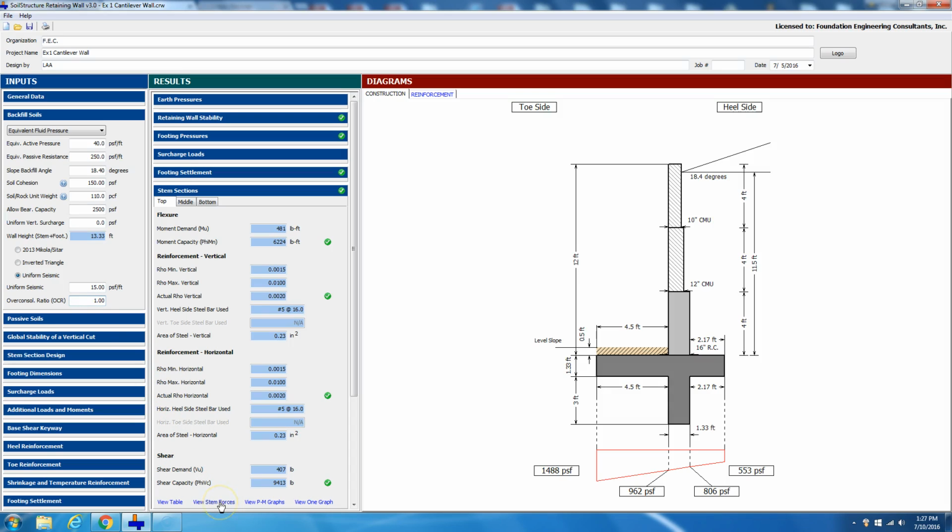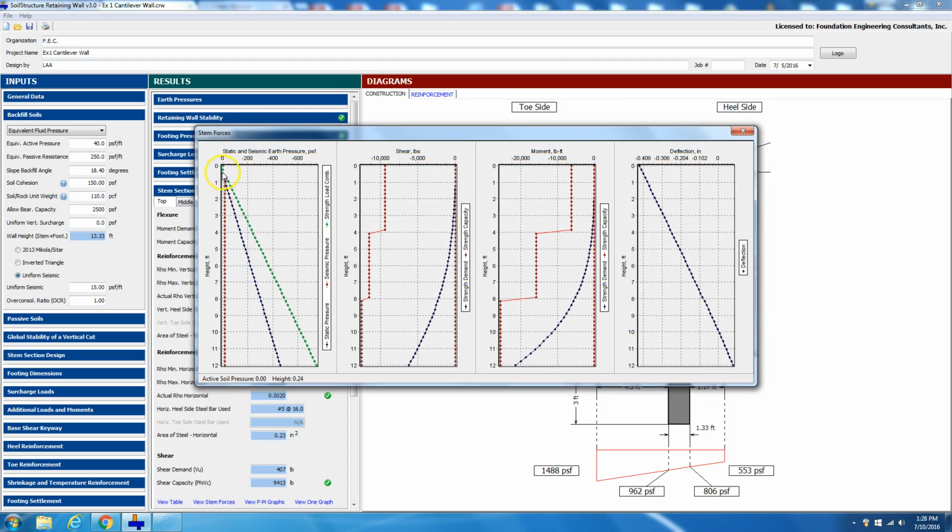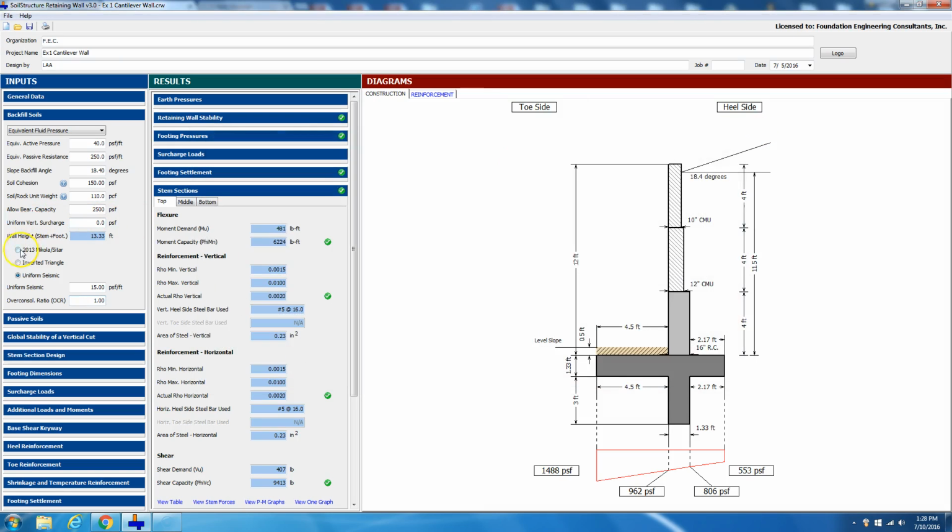So you would go into stem and say view stem forces. Now the red is rectangular, the triangular blue is the static, and when you add the load combination, that's the green one. This will be your shear, this will be your moment envelope. The envelopes are red, and then this is the actual, and this is the deflection. This is version 3, we introduced the deflection. So let's go back and stay at the 2013 Nicola.